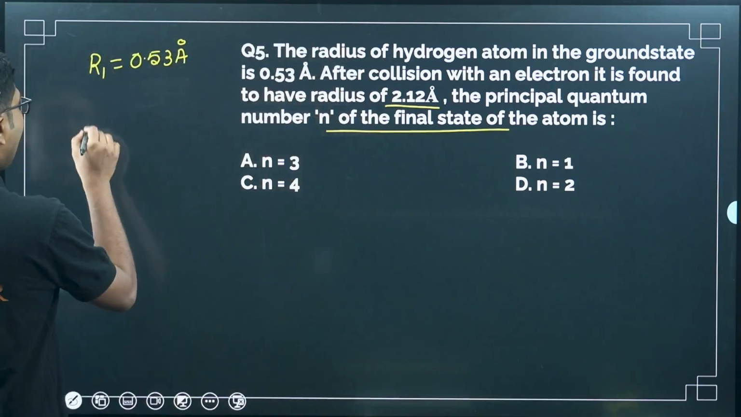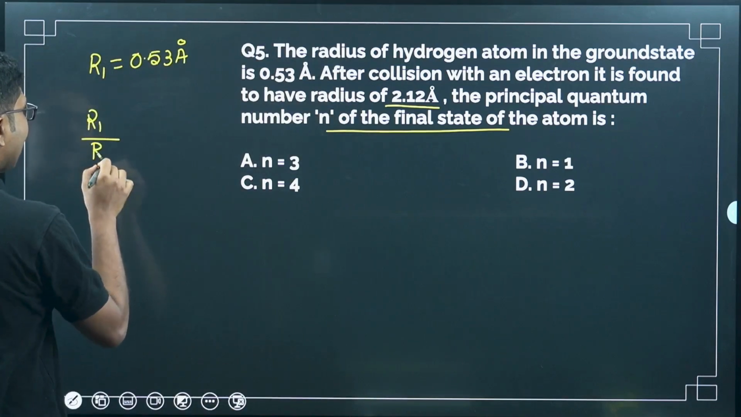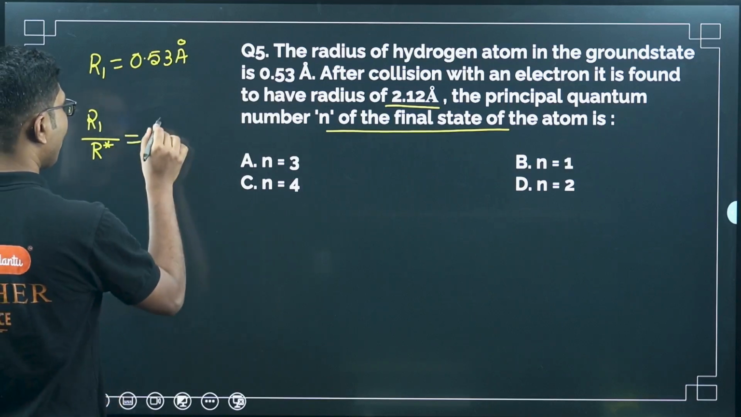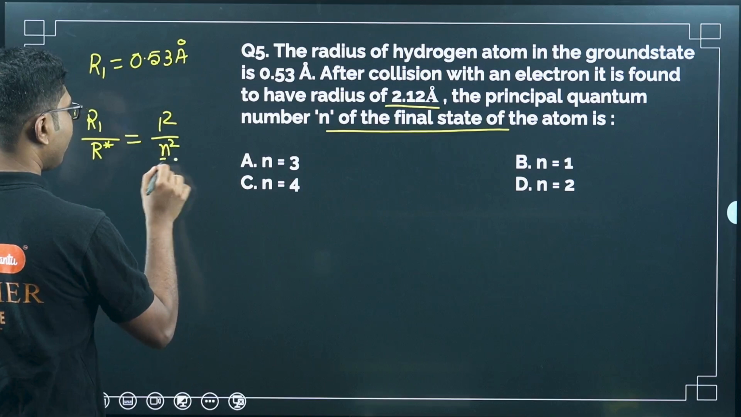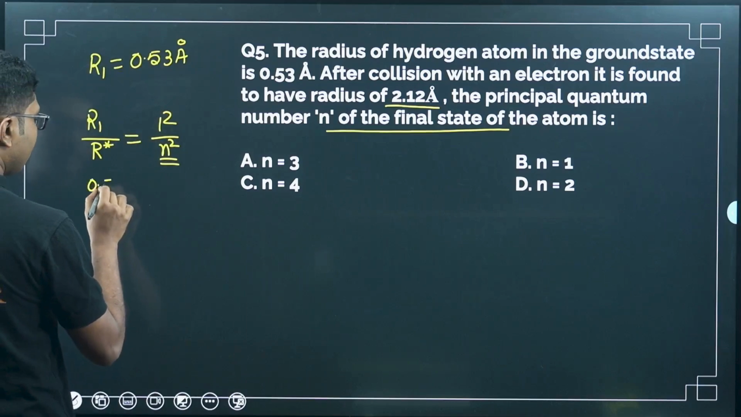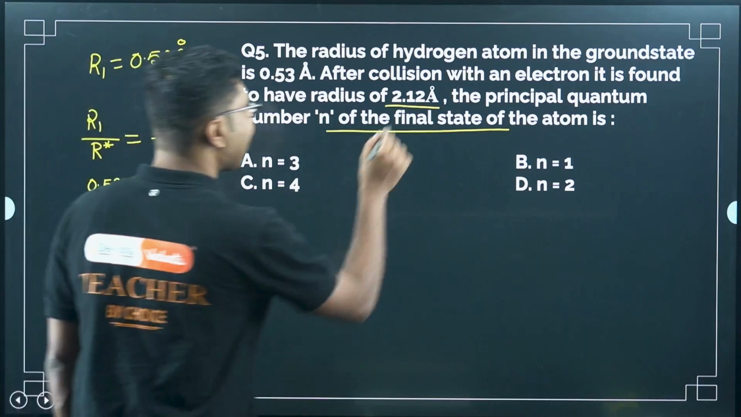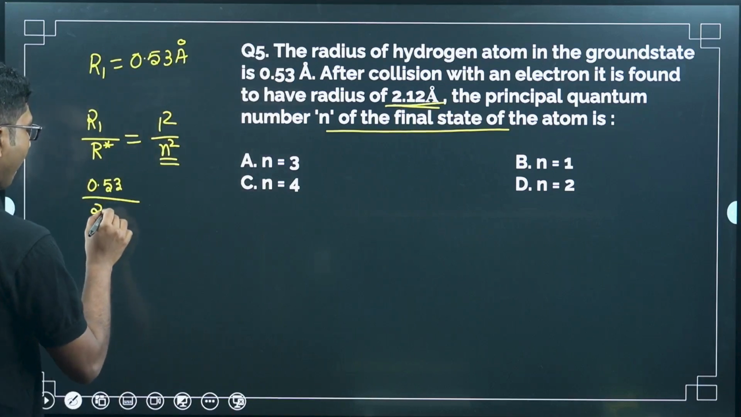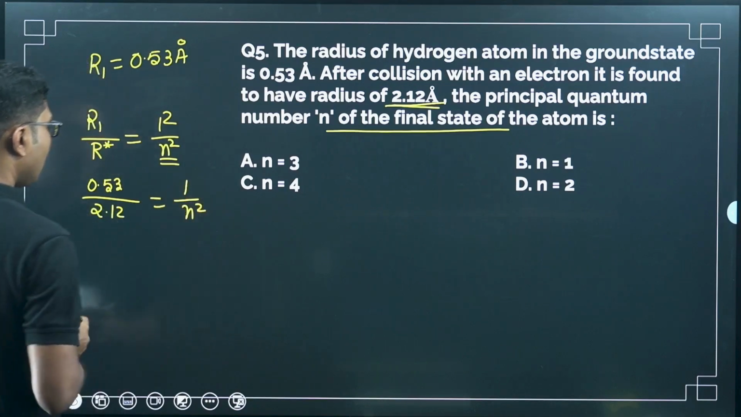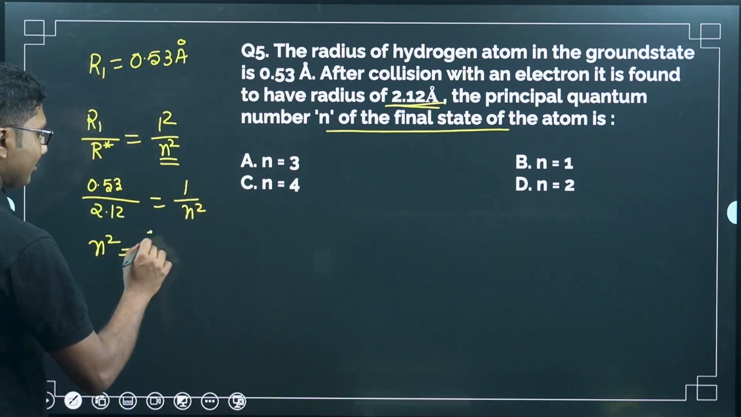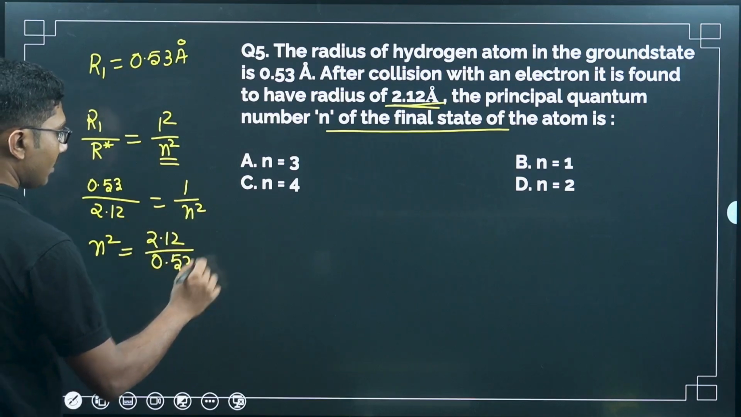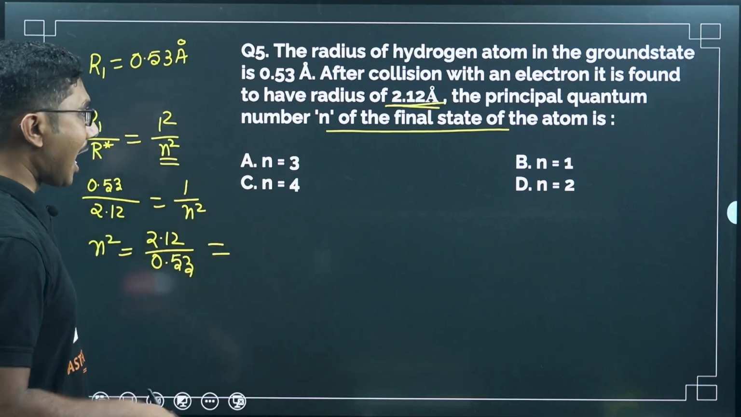Now we know that R1 divided by R unknown, I am marking it as R star, is equal to 1 square by n square. What we are trying to find is the value of n. R1 is given, 0.53, and R star is given, 2.12. And 1 square is 1, n square is n. Now what is n square? n square is 2.12, just flip both sides, by 0.53.